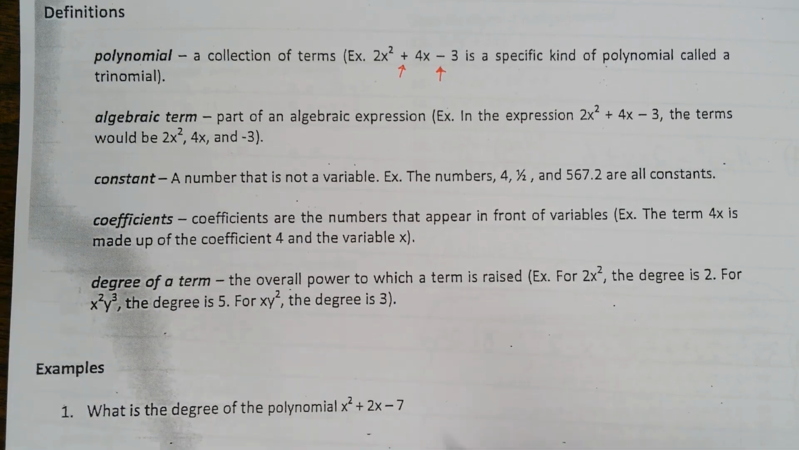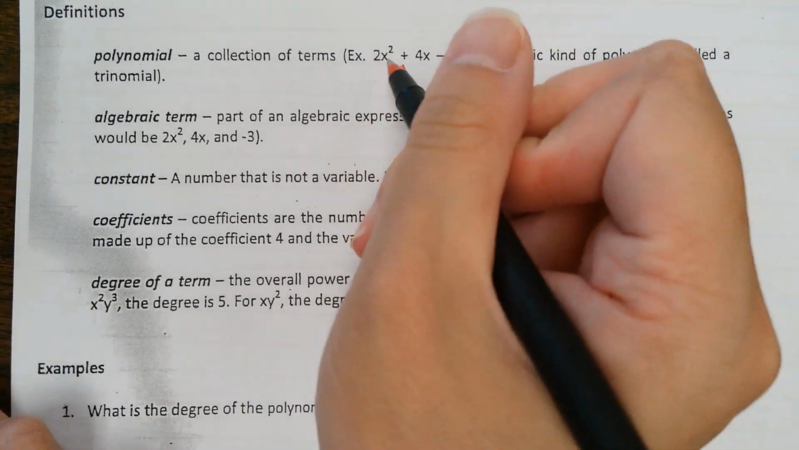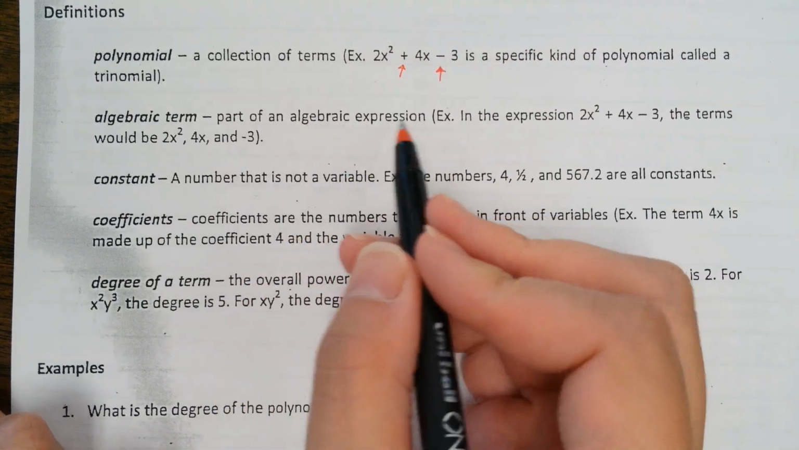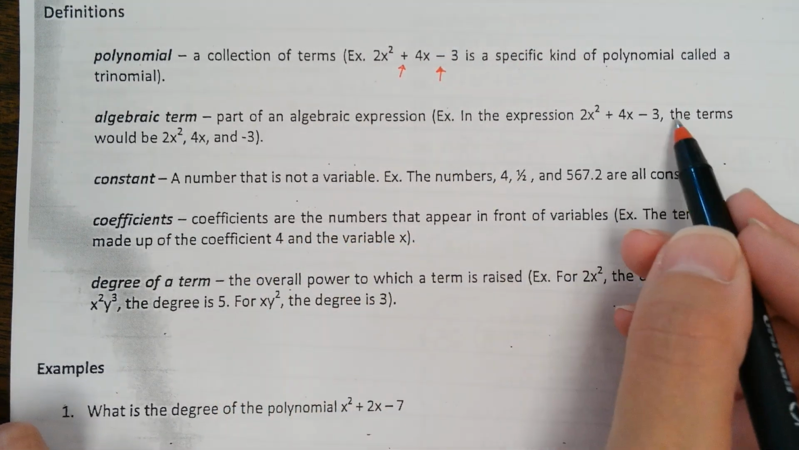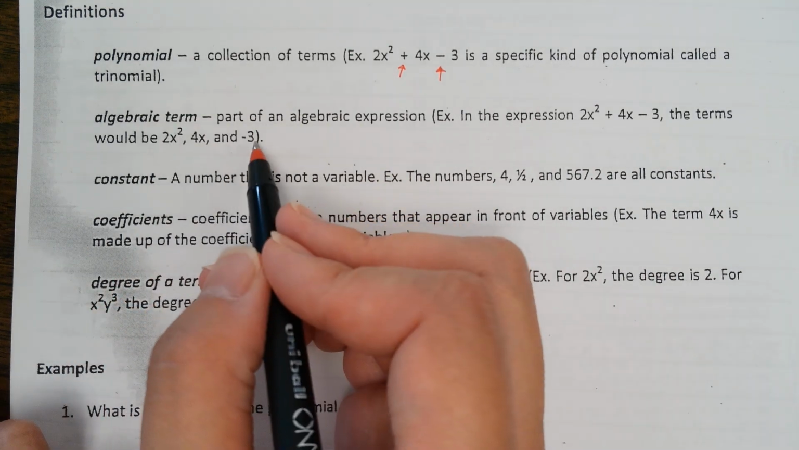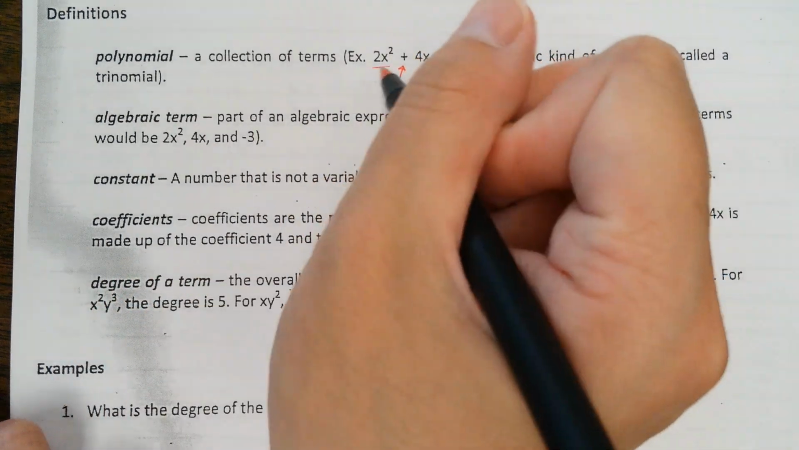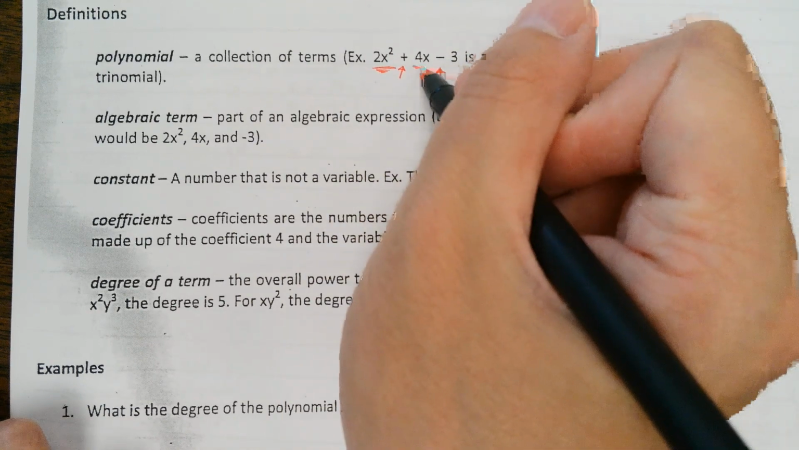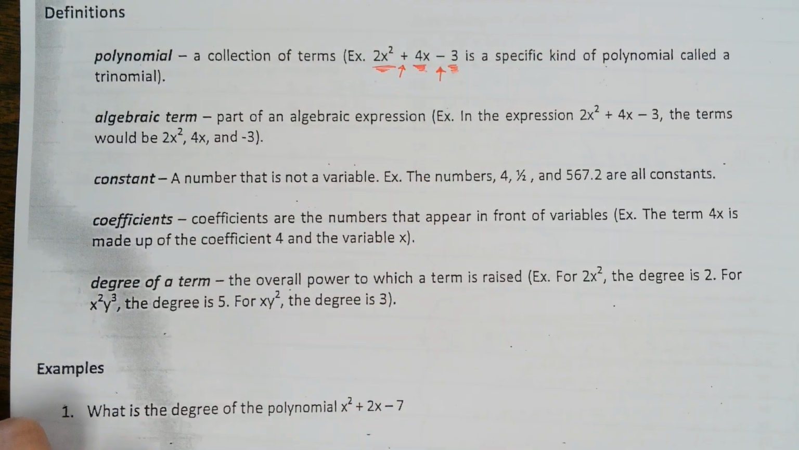Algebraic terms. Algebraic terms are these ones right here. So part of an algebraic expression. So for example, in this right here, your terms are 2x squared, 4x, and negative 3. So in this case, we have 3 different terms.